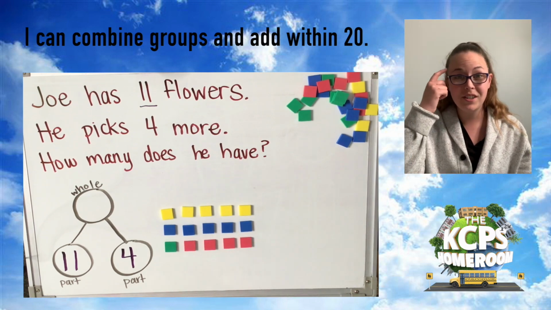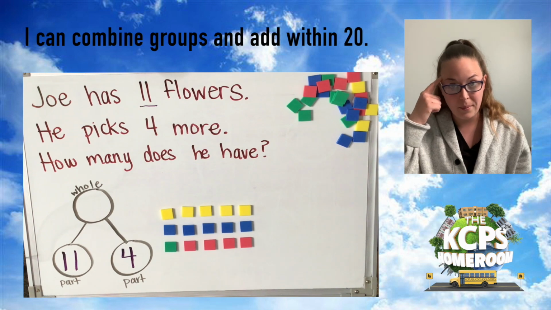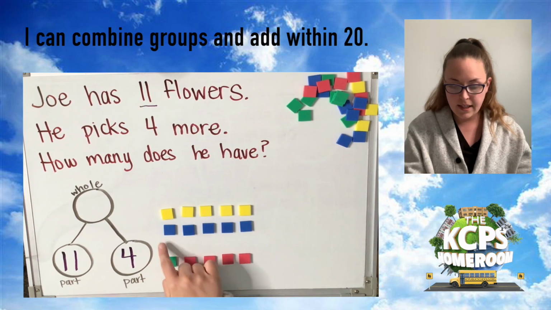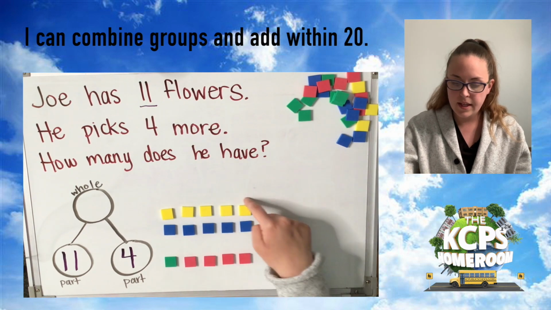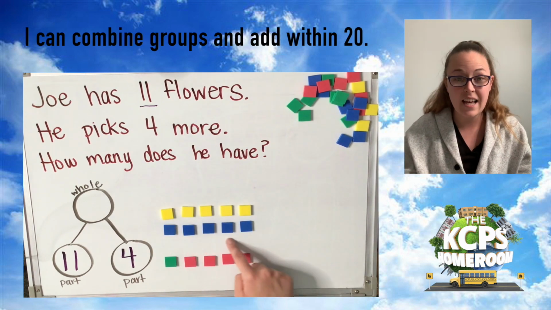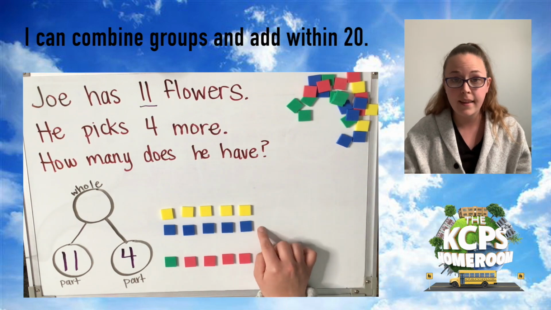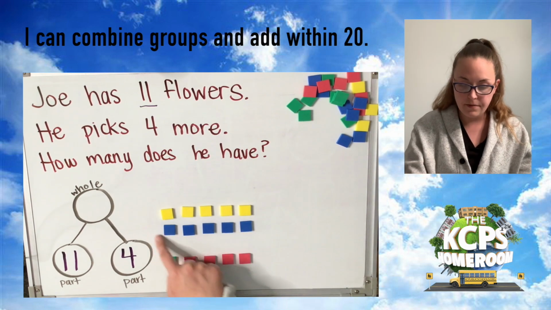And then we're going to use a tool that we already know about, and that's the 10 frame. So I'm going to move these down. And can you see here that this looks exactly like a 10 frame. It's got 5 in this row and 5 in that row. So that means I have 10.